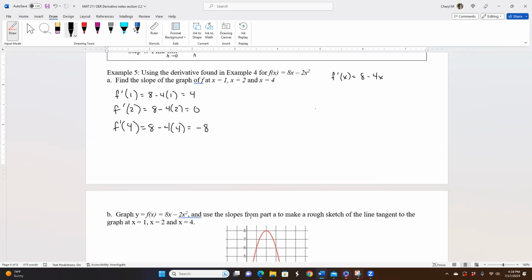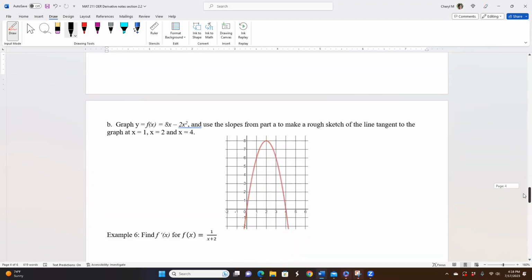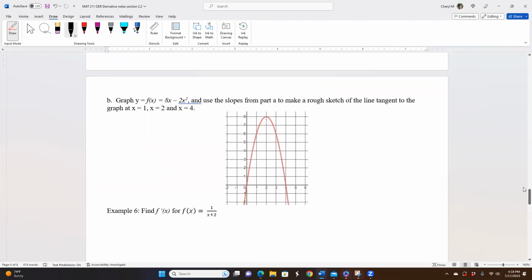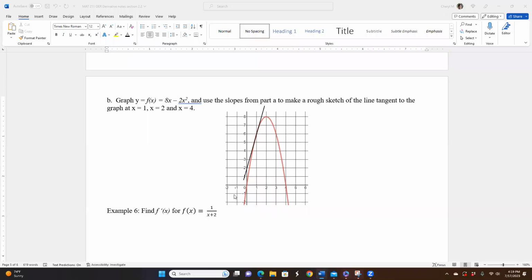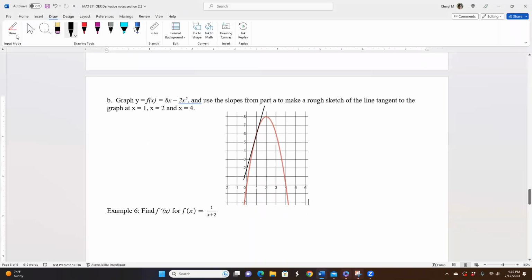We have the graph here of 8x minus 2x squared, and we want to make a rough sketch of the lines tangent to the graph at 1, 2, and 4. Here I've tried to graph the line that would be the tangent at x equals 1. From our calculations, we found that slope to be 4. Going from one point to the next, we're going up 4 and over 1, so at 1 we do indeed have a slope of 4.